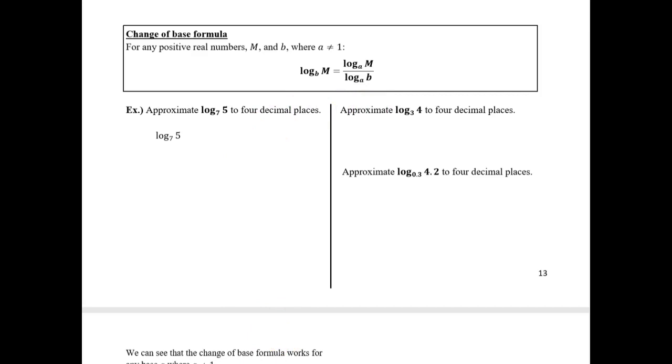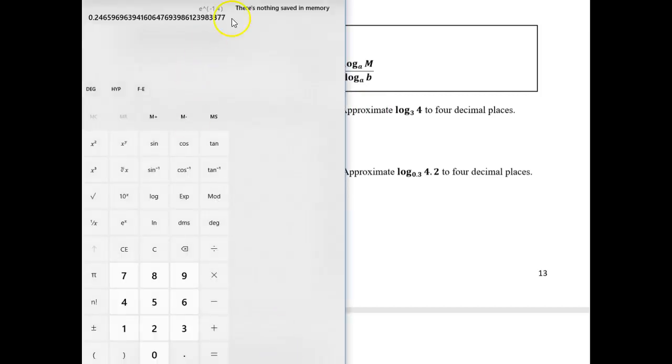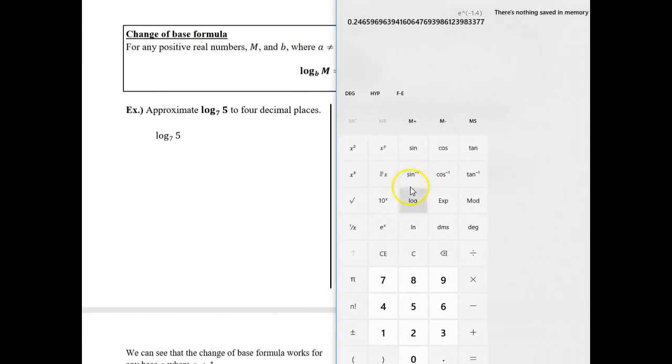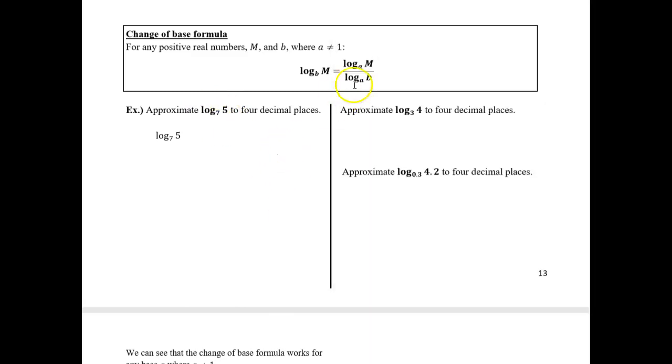So remember my calculator here, which I had pulled up earlier, doesn't have base 7. It has base 10 and base E. Those are the only two bases that this scientific calculator has. It's true that some have more, but the general scientific calculator only has base 10 and base E. So I can't evaluate this in the current form. I have to use the change of base formula.